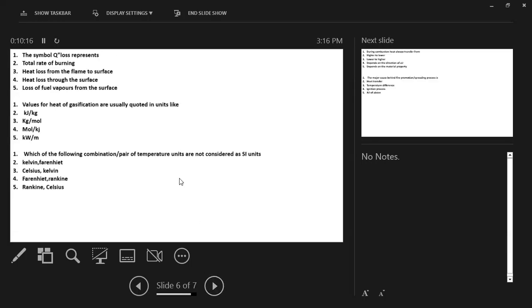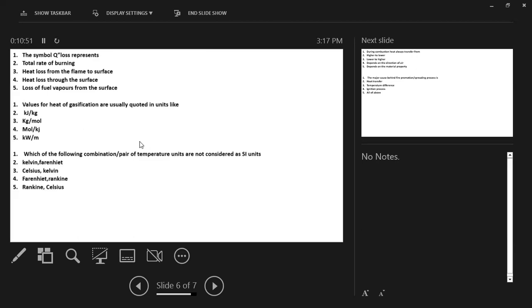Symbol Q loss. Again, from the first topic, maximum burning rate, we had Q flame, Q loss. The symbol Q loss represents... yes, exactly. So what happens is what we discussed in the maximum burning rate. Now, formulas are not part of the examination, but abbreviations can be. So like this, they can ask you a question in the exam.